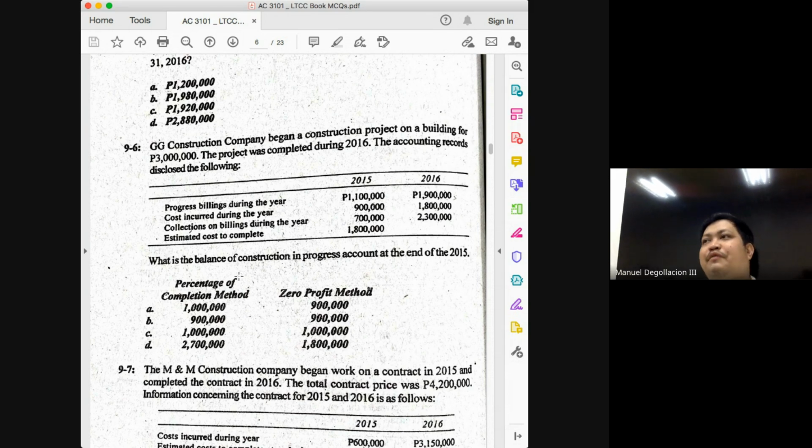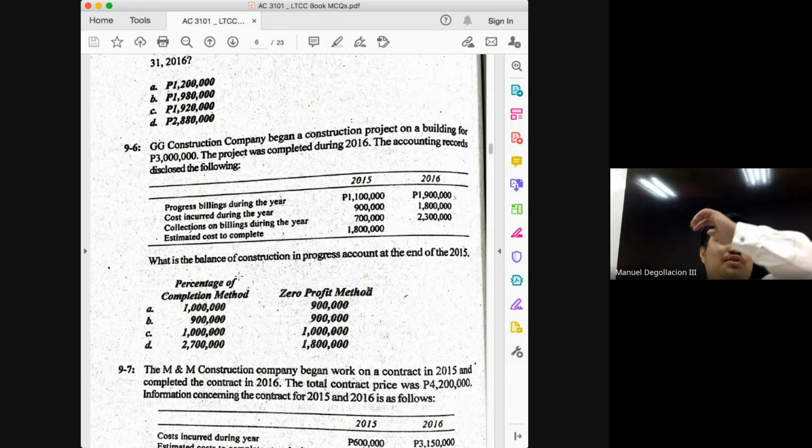If you're using the zero profit method, the composition of your CIP account is the same. But why is the answer here not letter C? Because under the zero profit method, you do not have any profit. So what ends up happening? The amount that will form part of your CIP will just be the cost.